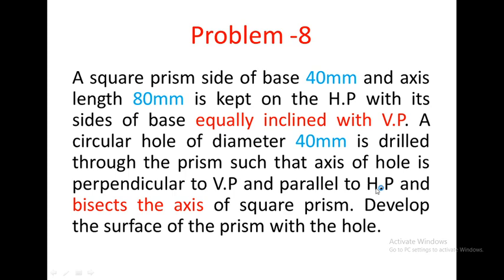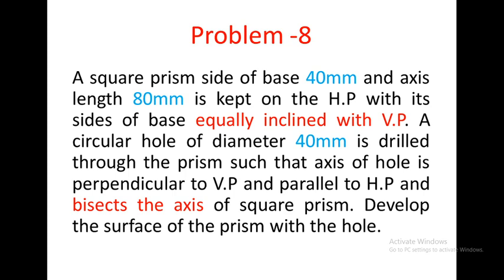Now since the circular hole is having its axis perpendicular to VP and parallel to HP, it means that the hole will be drawn in the front view. That is, we have to draw a circle of diameter 40 mm in the front view because the axis of the hole is perpendicular to VP and parallel to HP.